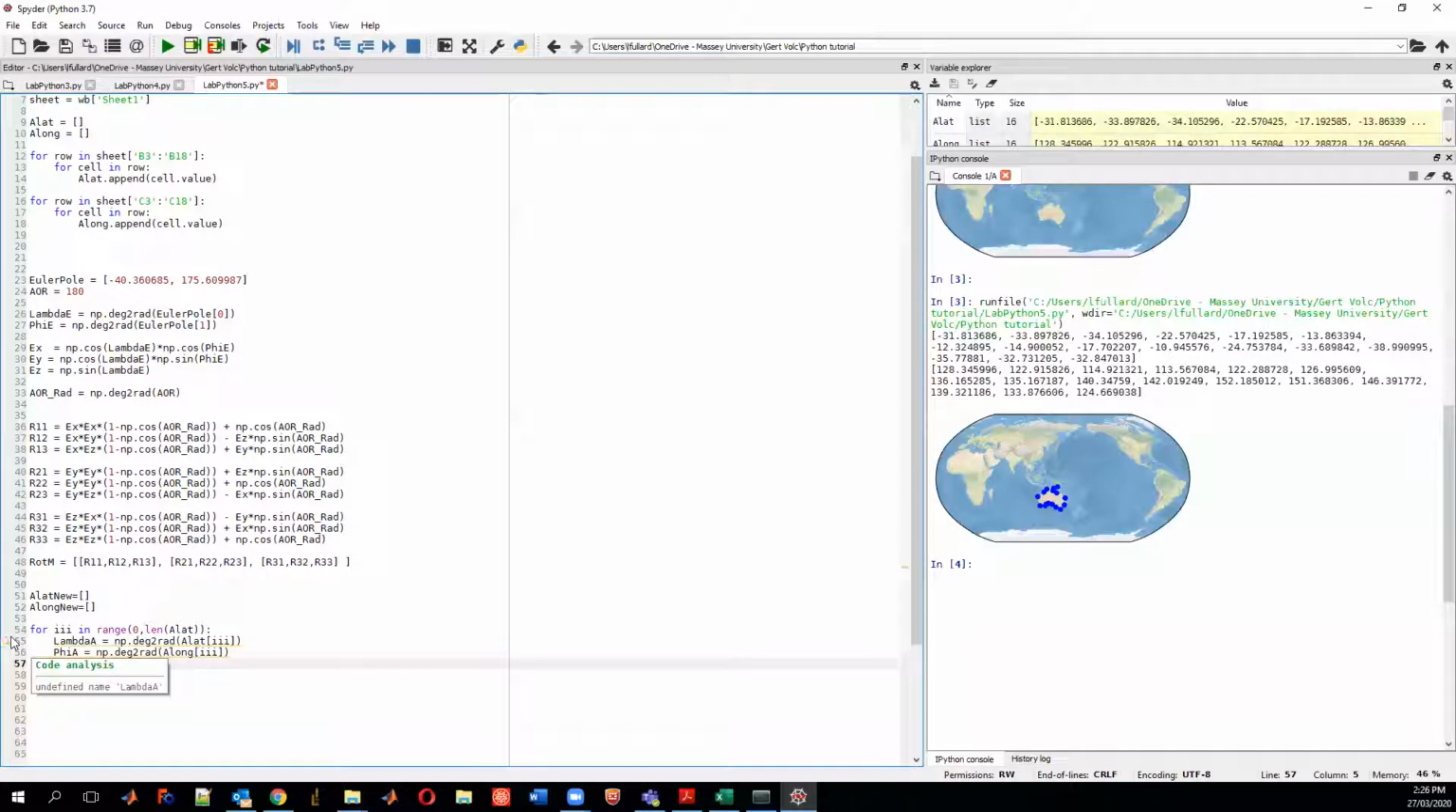I just like this for some reason. It's okay. Lambda A, lambda B. Okay, and then in the same way over here, I can convert each coordinate in A to the Cartesian coordinate frame. So I don't want to call it E, I want to call it A this time. So phi A, lambda A.